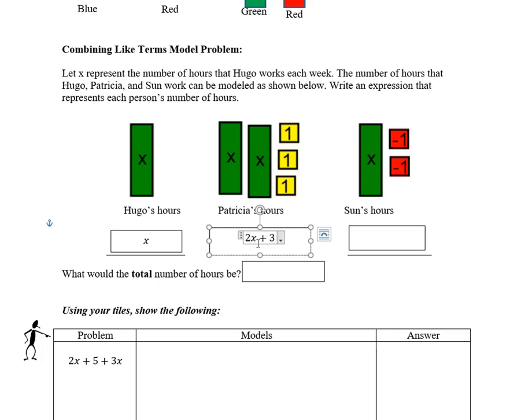Good. And then finally, let's talk about Sun's hours. How would I represent that? Tara.